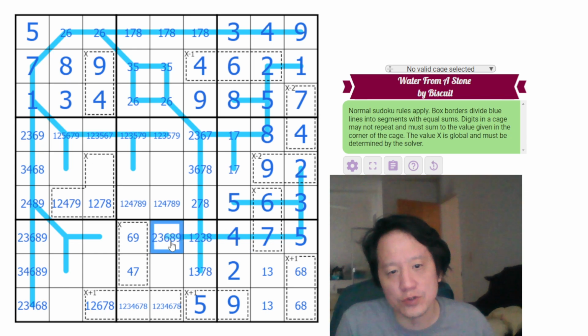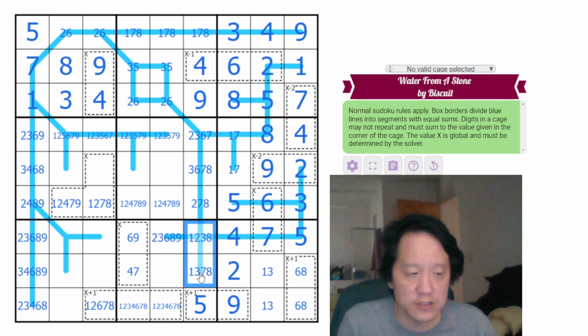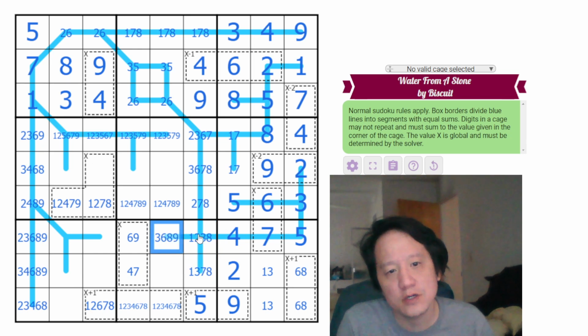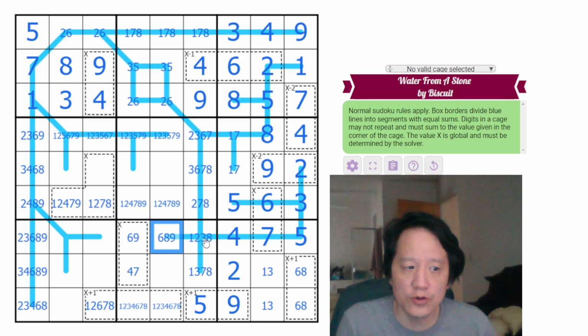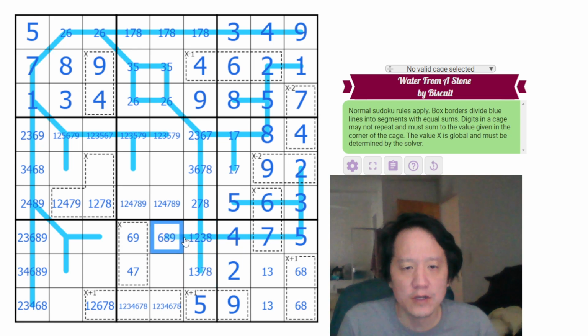Can this be 2? 2, 7, 8 does not work. 2, 3, 8 does not work. So this can't be 2. Can it be 3? 3, 7, 8 doesn't work, and 3, 2, 8 doesn't work. It could be 6. So if this is 6, this would have to add up to 10. So it's either 2, 8 or 3, 7, which is fine. Can it be 8? If this is 8, this has to be 8 too.